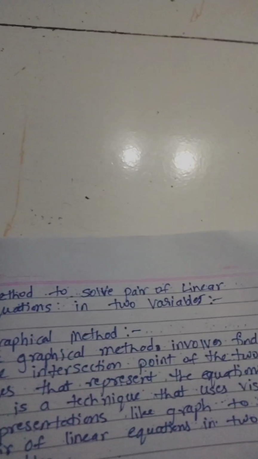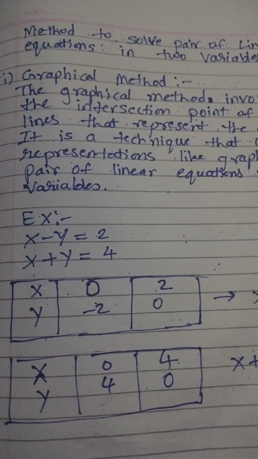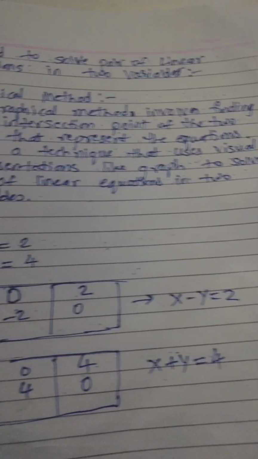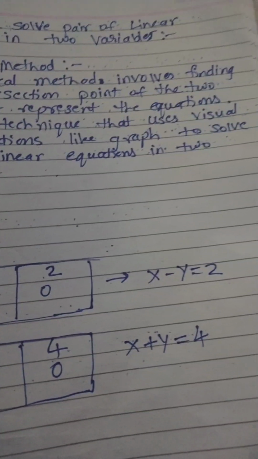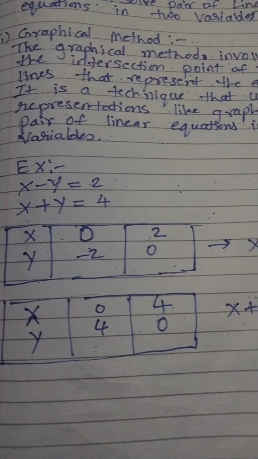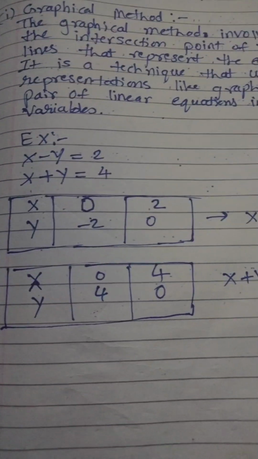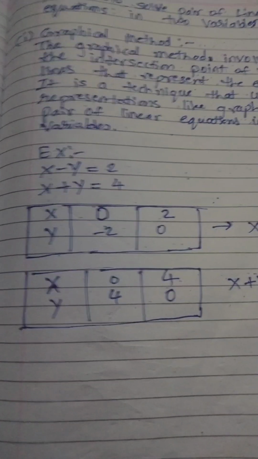Welcome to ACE Academy. Today we learn methods to solve a pair of linear equations in two variables. So the first method is the graphical method. The graphical method involves finding the intersection point of the two lines that represent the equations. It is a technique that uses visual representation, like a graph, to solve a pair of linear equations in two variables.